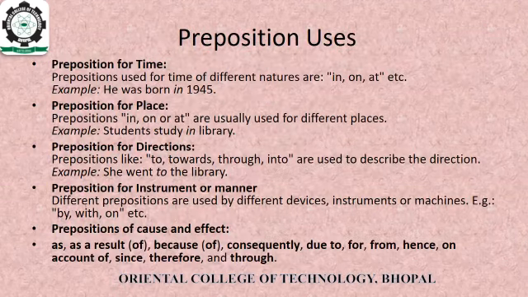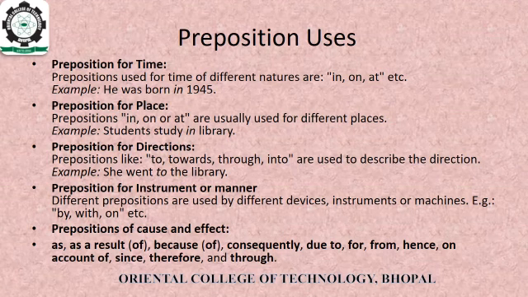Preposition uses. Preposition for time. Prepositions used for time of different natures are in, on, at, etc. Example, he was born in 1945. Preposition for place. Prepositions in, on, or at are usually used for different places. Example, students study in library. Preposition for directions. Prepositions like to, towards, through, into are used to describe the direction. Example, she went to the library.